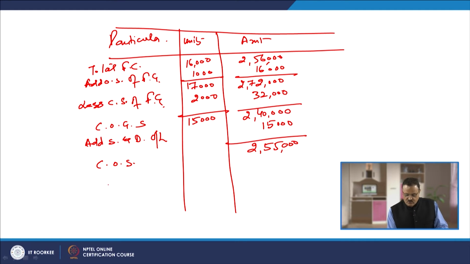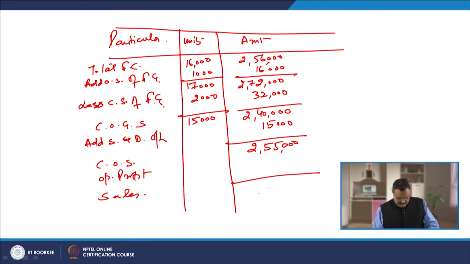Now you are given the sales information also. So you leave a blank space here and put sales here. And the difference will be called operating profit. So we'll have to calculate the operating profit. What is the sales value now? Sales value given to you is 300,000, which is 3 lakh rupees. So what is the profit? Operating profit is 45,000 rupees.